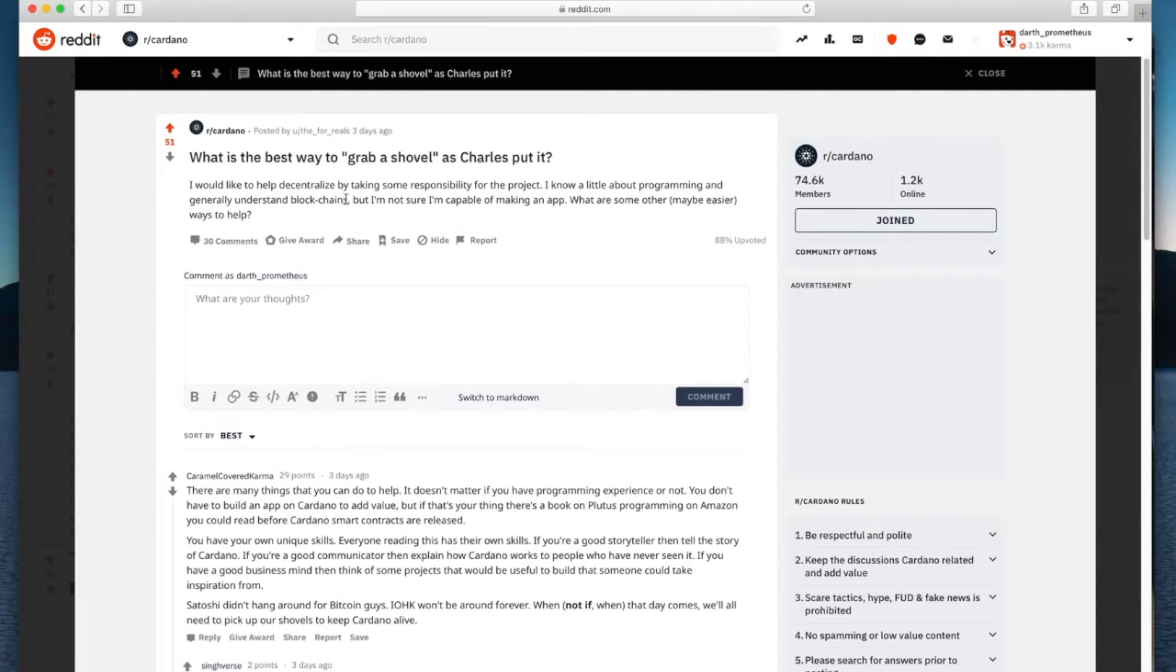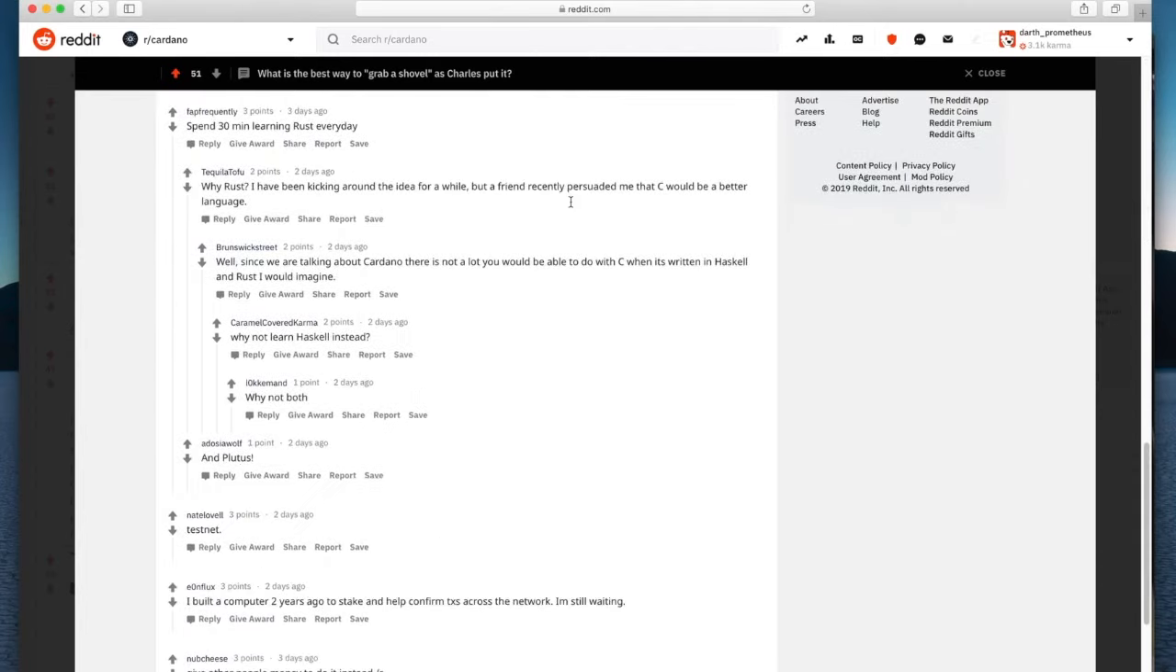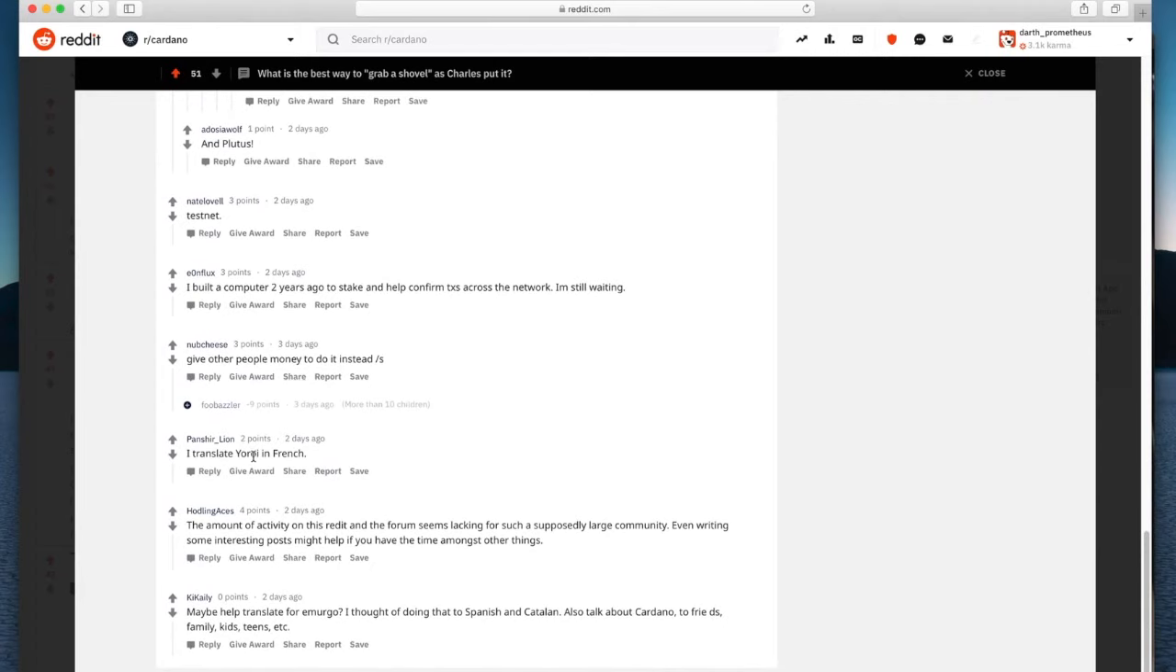A good example is in the previous post where Damon wrote the ELI5. That's just all part of grabbing a shovel. It's very nice of you to ask this, TheForReals, because other people can read this post and learn from it. I'm going to scroll down to the bottom. Lots of good information here. But you have Pants Your Line describes, I translate Yoroi into French. Another form of grabbing a shovel.